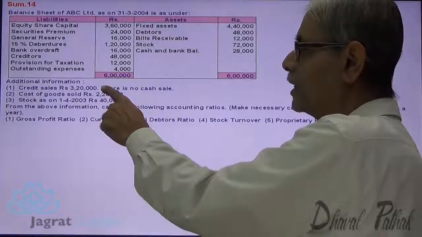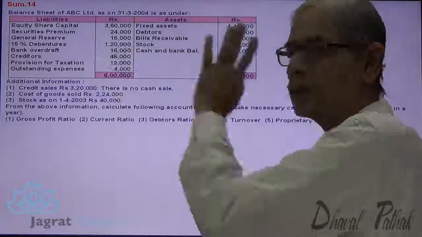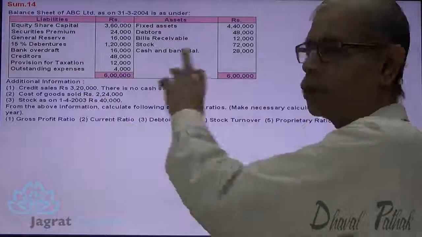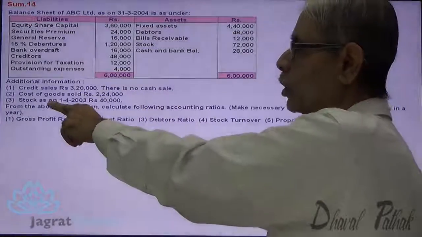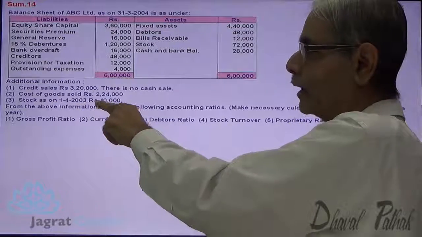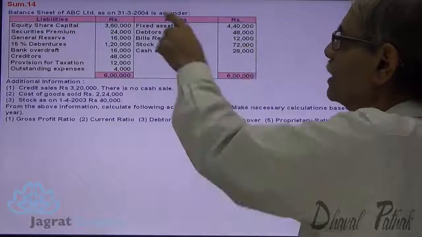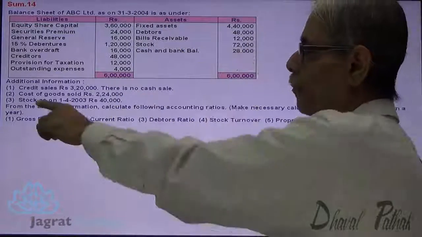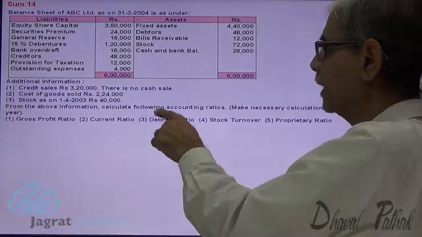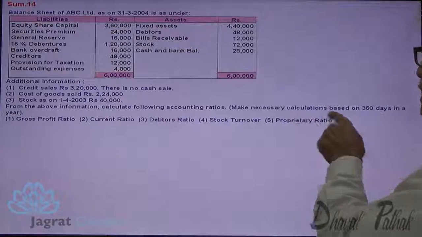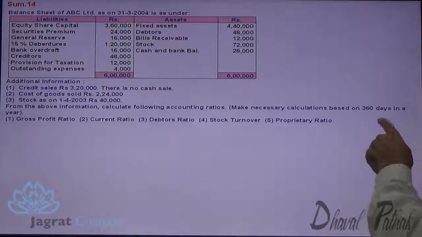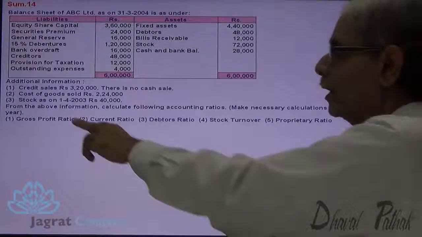Additional information: credit sale, there is no cash sale, so this is total sales. Cost of goods sold is 2,24,000. Stock as on 1-4-2003 is 40,000, this is the opening stock, and 72,000 is the closing stock. From the above information, calculate the following accounting ratios. Make necessary calculation based on 360 days in the year.